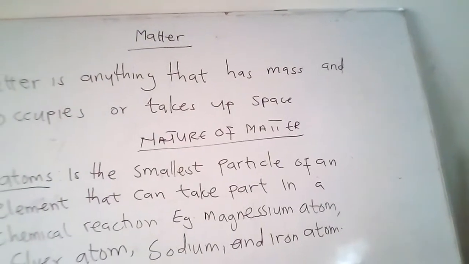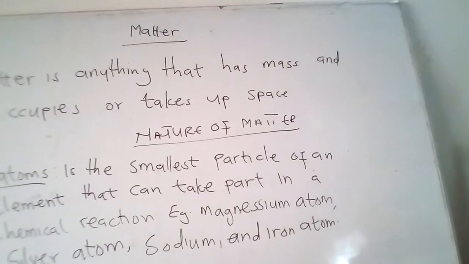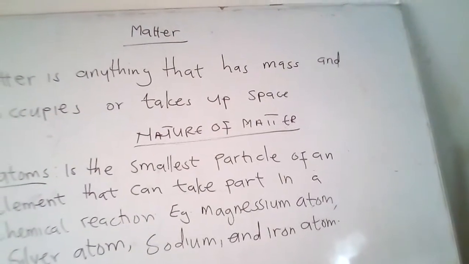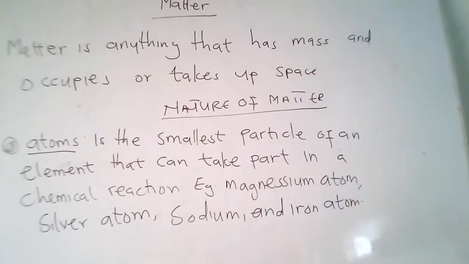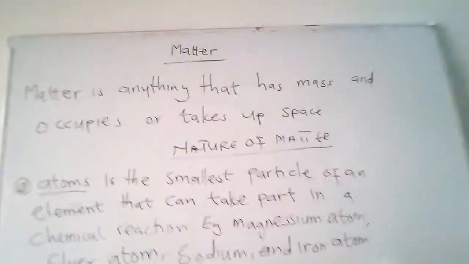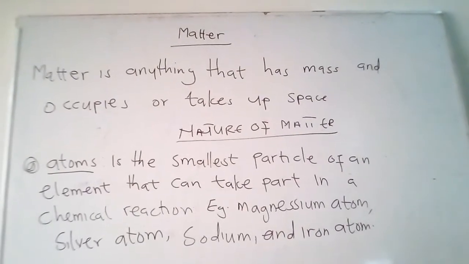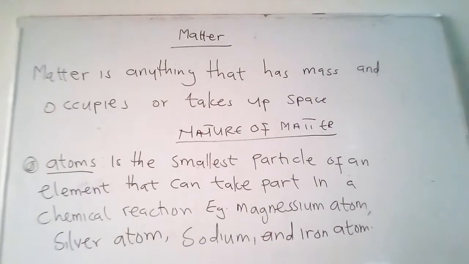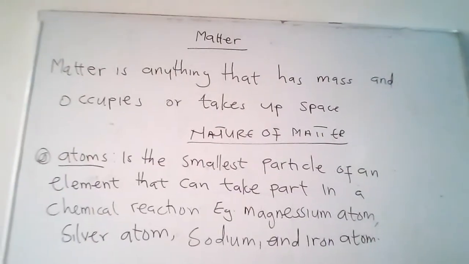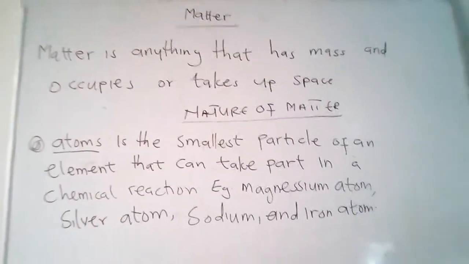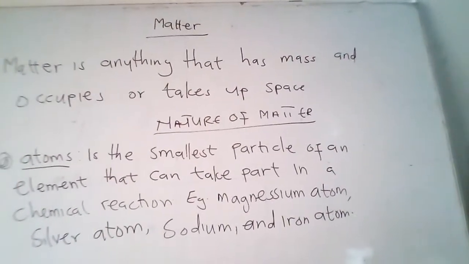So the clothes you are wearing, the hair on your head, and the air you are breathing are called matter. So then what is matter? Matter is anything that has mass and occupies or takes up what? Space. Matter can also be defined as anything that has mass and what? And volume too. Okay. So now let's come to the nature of matter.